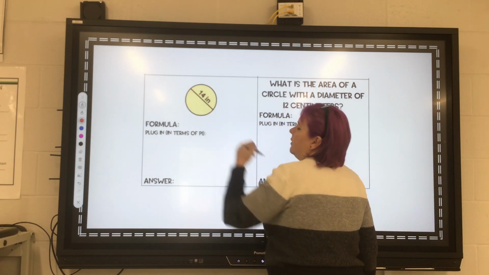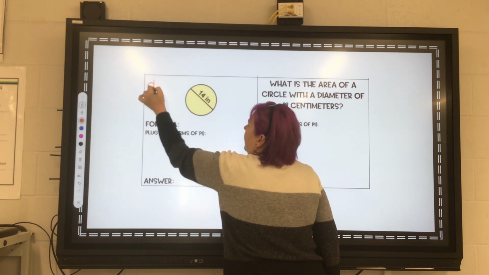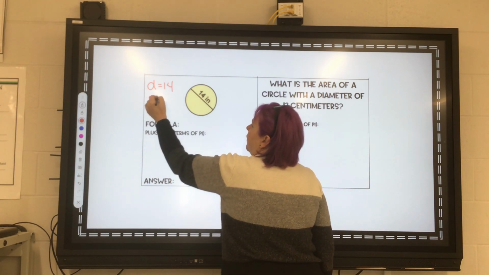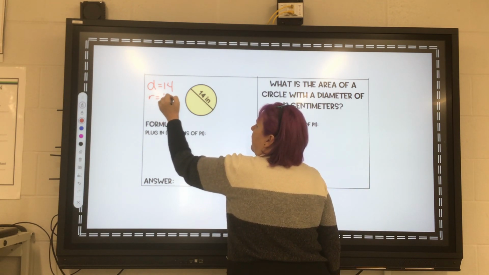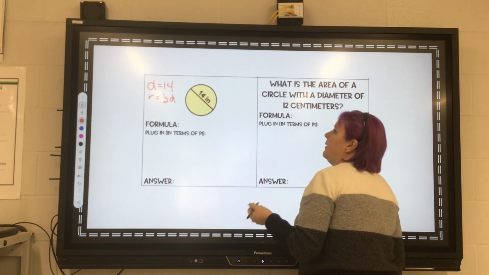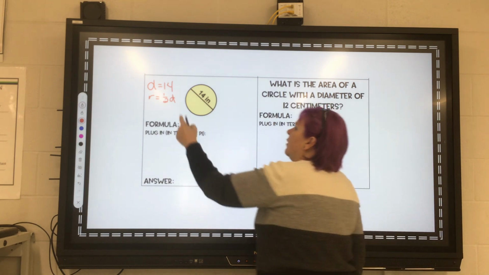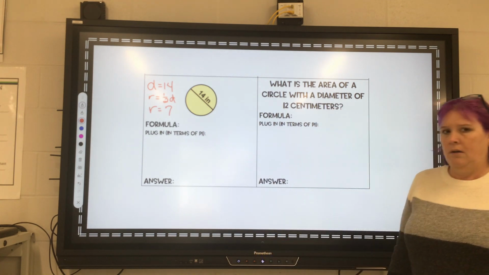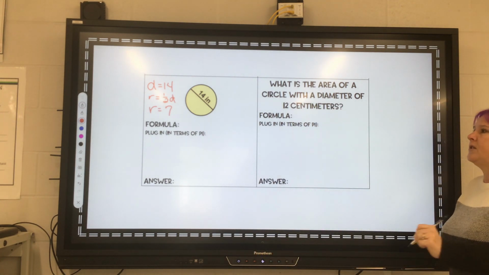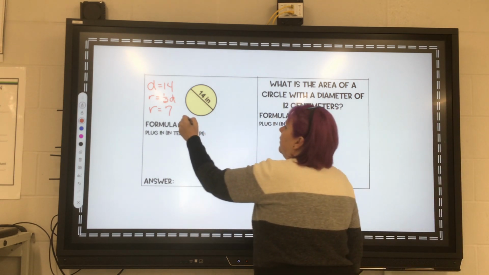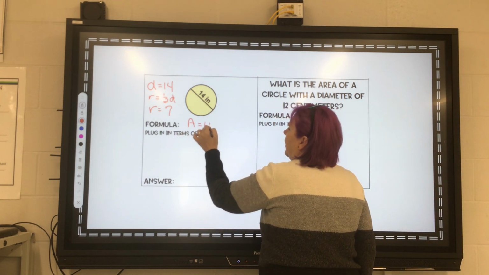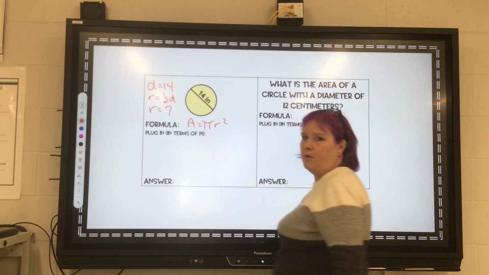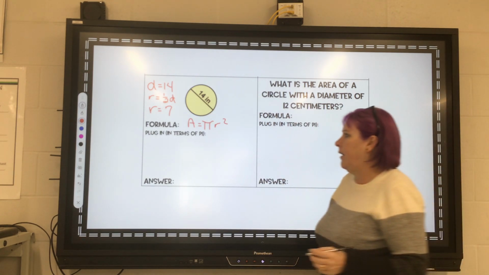Notice that this one is showing my diameter. So my diameter is 14 because it goes all the way across. We remember radius is half of my diameter, so 14 divided by 2 gives me a radius of 7. I am going to have to do those steps before I continue on. Then I can do A equals pi r squared, which is my formula. I get that off my formula chart. I do not have to memorize that.